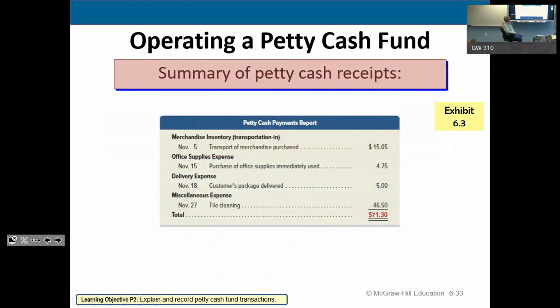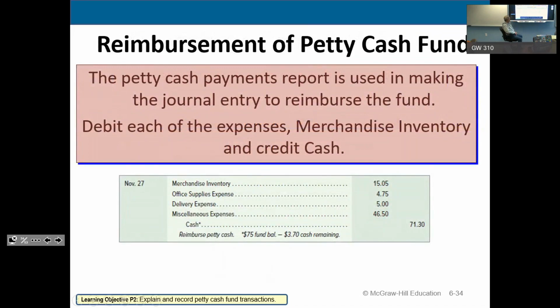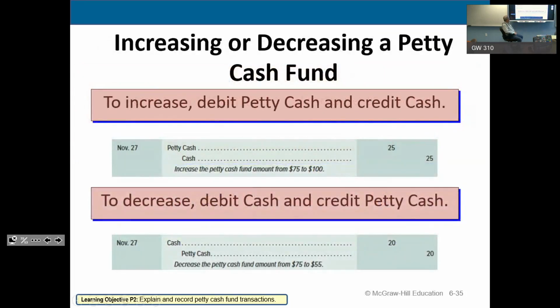Easy. And then here's all this stuff that we used our petty cash for. You used $71 of petty cash last month. Maybe we need a bigger one. It's November 5th to November 27th: tile cleaning and office supplies and whatever. Beer. So we're going to replenish it with cash, $71.30. That means we had $3.70 remaining. The petty cash payments report is used in making a journal entry to reimburse the fund, so that you can tell what happened. Are we using too much petty cash? I don't know. We'll see.